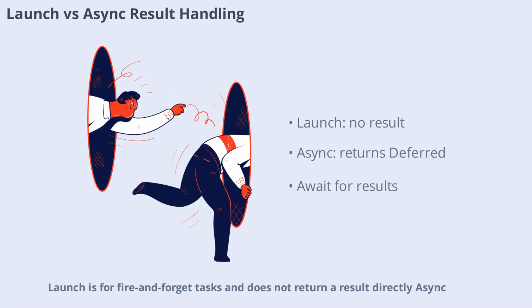Launch is for fire and forget tasks and does not return a result directly. Async, however, returns a Deferred object and you can obtain the result by calling await. This distinction helps you choose the right builder for your needs.